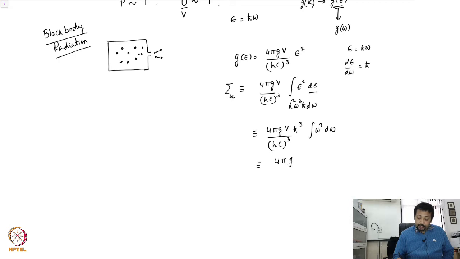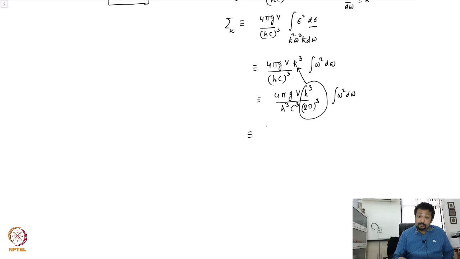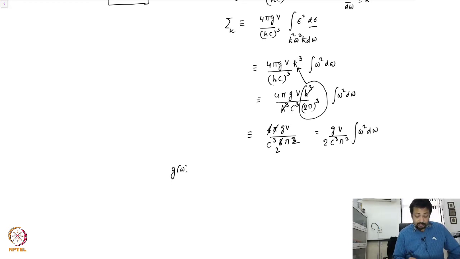which is equivalent to 4 pi gV divided by h^3 c^3 and (2 pi)^3. This is the part which follows from h bar. And then I have omega^2 d omega. This becomes 4 pi gV. The h^3 cancels out. c^3, 8 pi^3. This is 2, and I have pi^2. So I have gV over 2 c^3 pi^2, integration omega^2 d omega. So that the density of states in the frequency spectrum is equivalent to gV over 2 c^3 pi^2 omega^2.